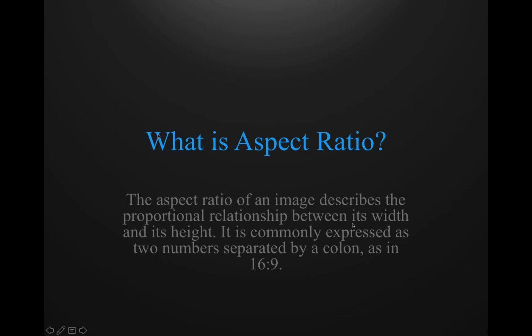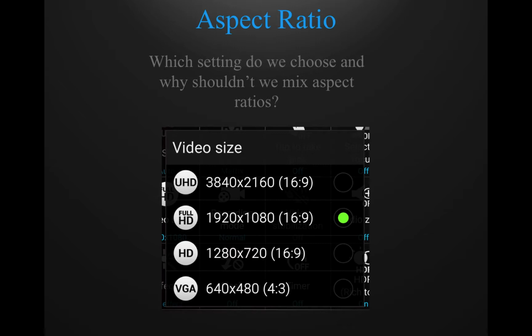So what is aspect ratio? The aspect ratio of an image or video describes the proportional relationship between its width and its height. It is commonly expressed as two numbers separated by a colon, as in 16 by 9. So what setting do we choose, and why shouldn't we mix aspect ratios? For the most part, I'd recommend 1920 by 1080 if you're going to be going for the web. This is full high definition.